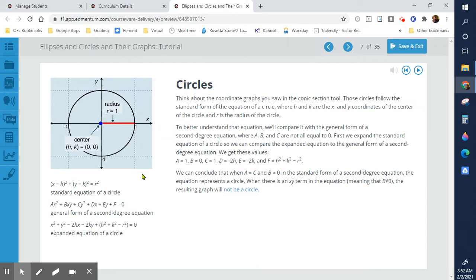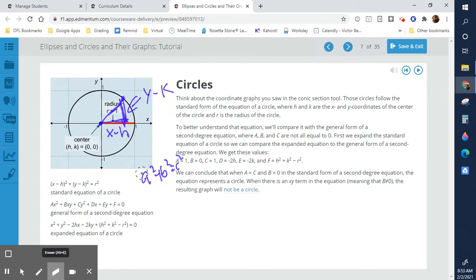And what this essentially is, it's the distance formula. This is your y minus k. This right here is your x minus h. So what you're doing is you're squaring them. a squared plus b squared equals c squared, which is your radius. So essentially what a circle is, is the Pythagorean theorem.